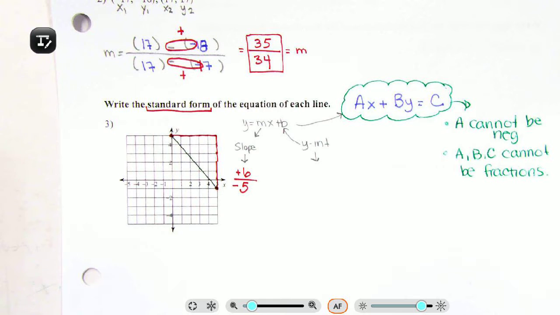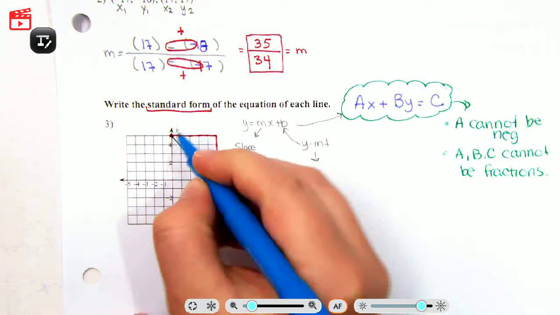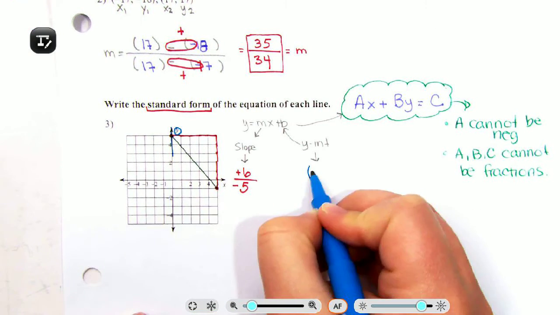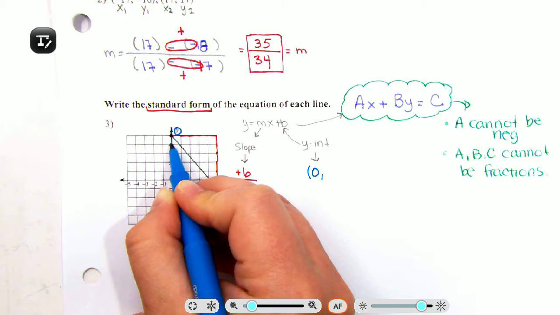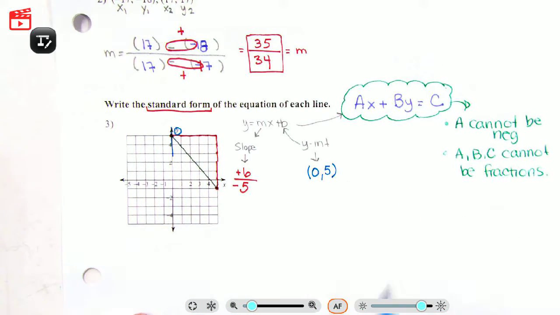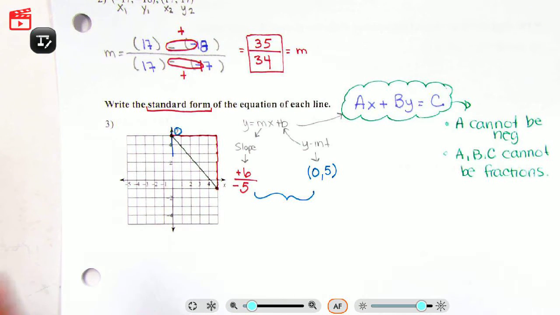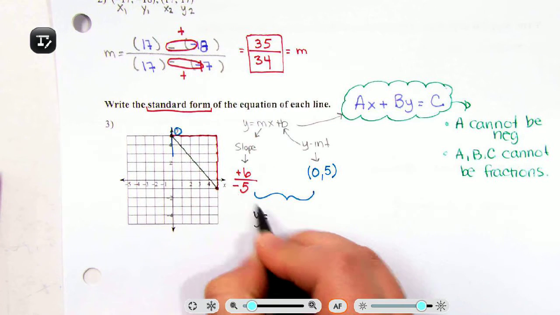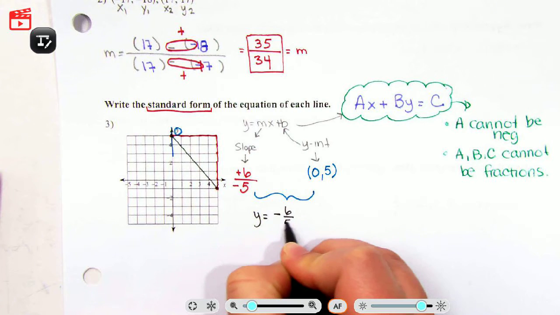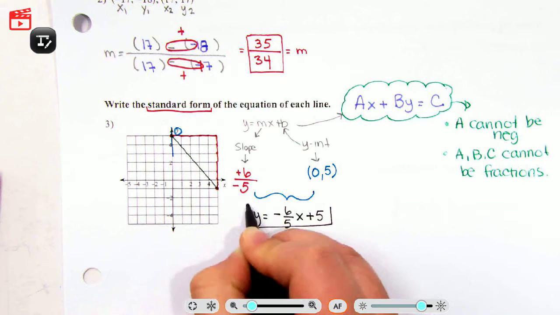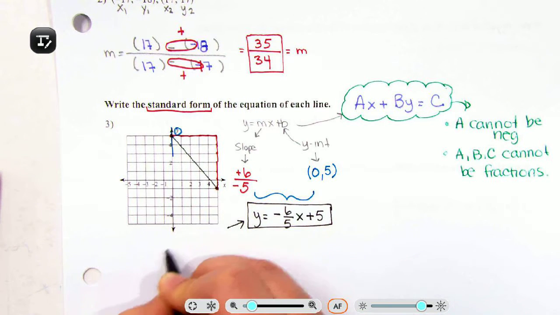We're going to identify the y-intercept. The y-intercept is where it crosses the y-axis. And in this case, it crosses the y-axis at (0, 5). So then our formula in slope-intercept form, not in standard form, looks like y equals negative 6/5 x plus 5. This is in slope-intercept form.